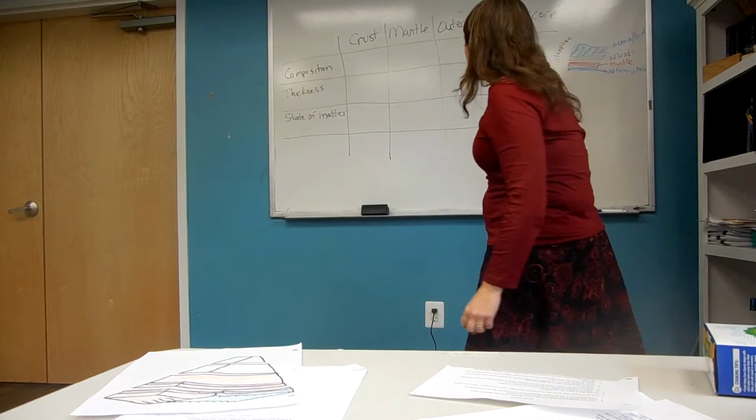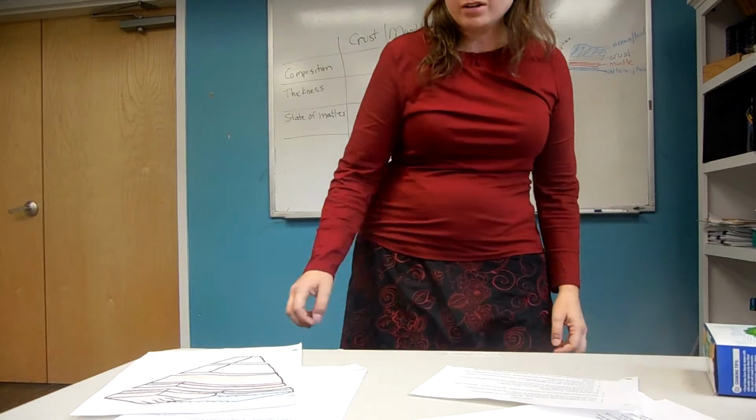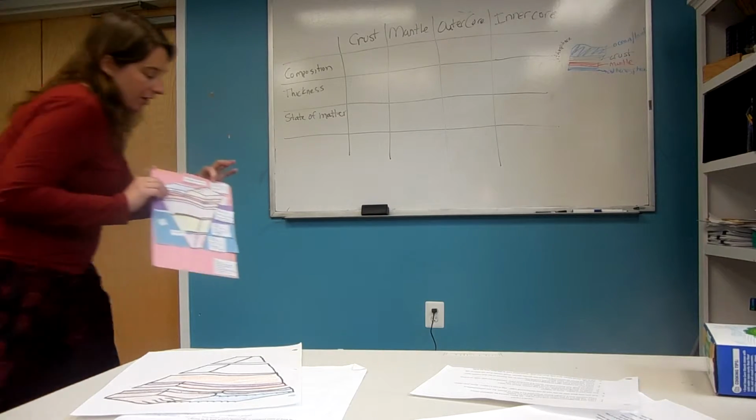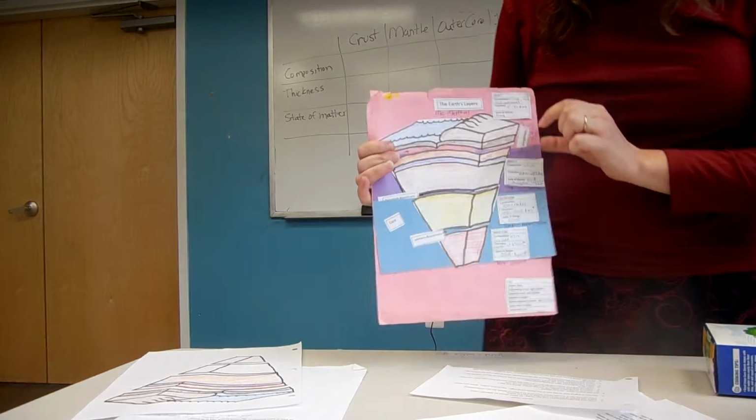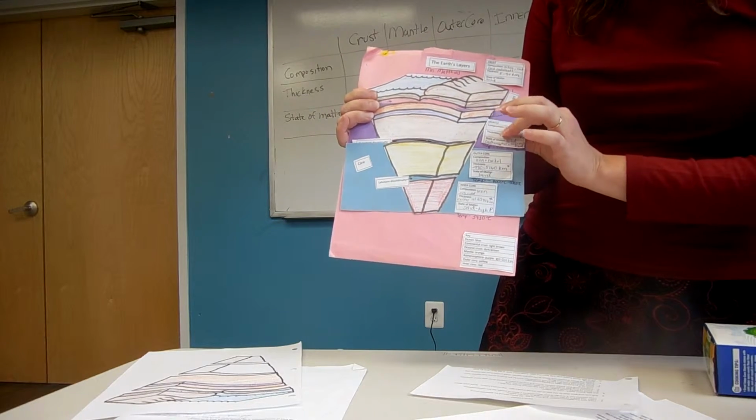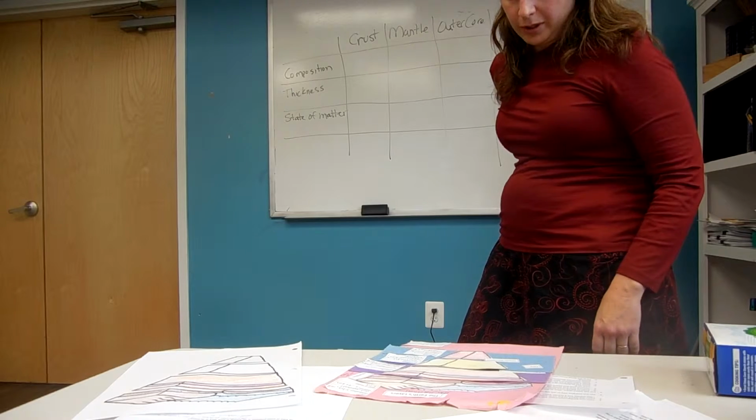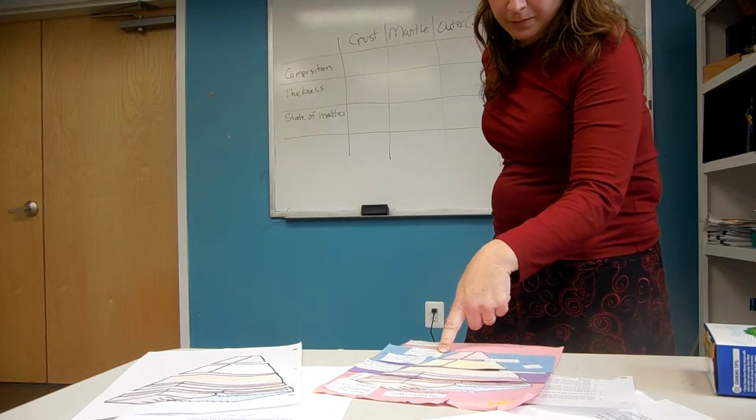So now we want to talk about filling in each of the little blocks that you've glued down. You should have a crust on the first layer that you have. You should have a mantle box, an outer core box, and an inner core box. And we need to fill in some information about the composition, the thickness, and the state of matter for each of those. Or temperature. Why do I have thickness written? Did I mean that? Maybe I did.